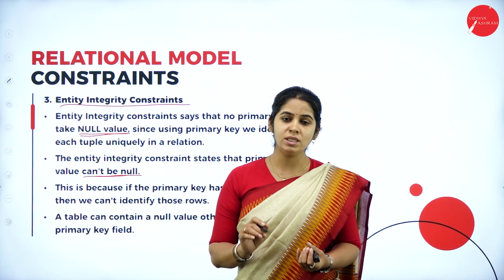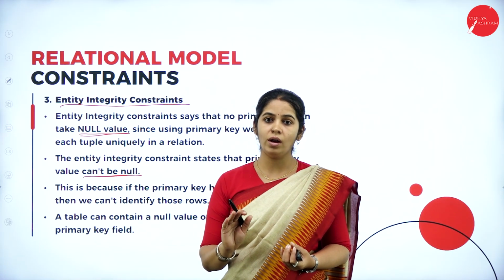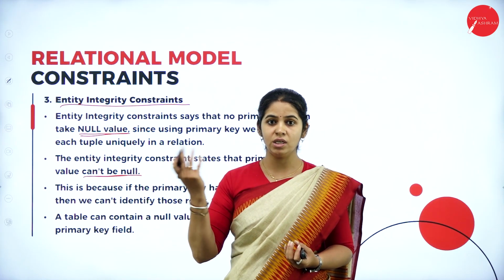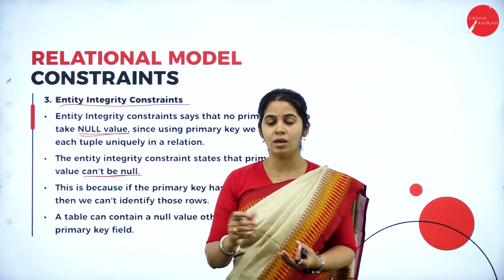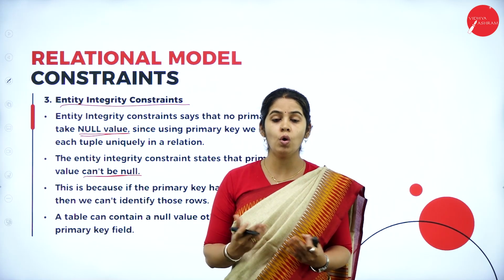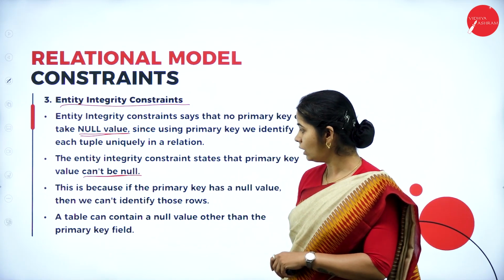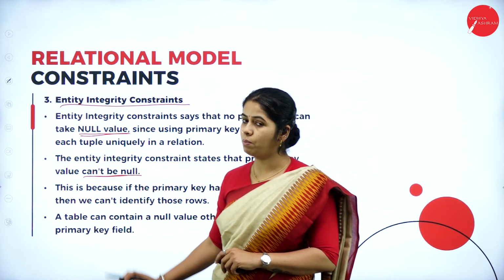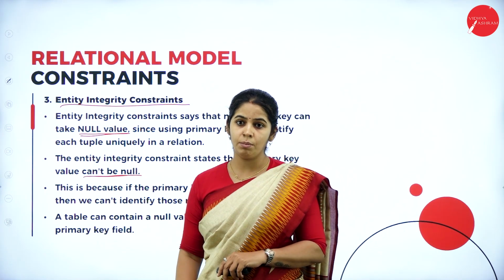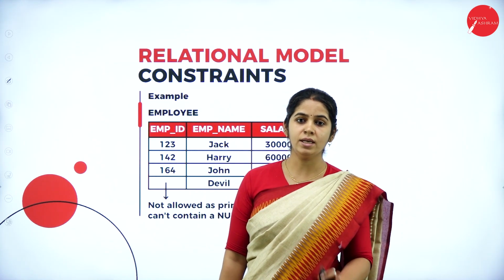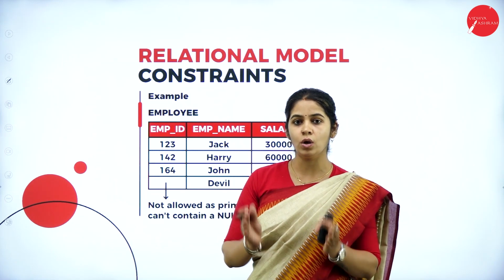Here null means it is not 0 or nothing. It's an empty value. Otherwise it could be infinity, it could be 0, it could be anything. But null we consider as an empty value, no value. The table can contain null values other than in the primary key. In a particular table, it can contain null values anywhere else except in the primary key column.